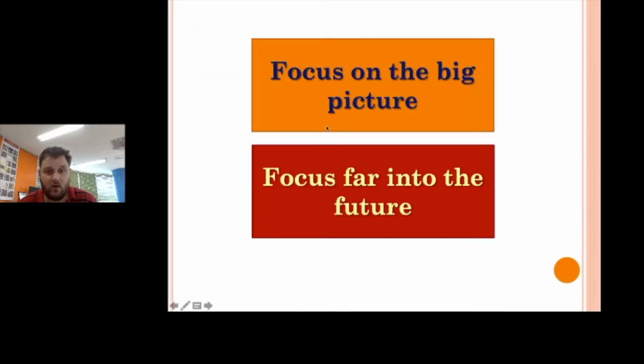So yeah, hopefully you can see the link there to focusing far into the future. Because when we focus far into the future, we are more persuasive, okay, and focus on the big picture as well.